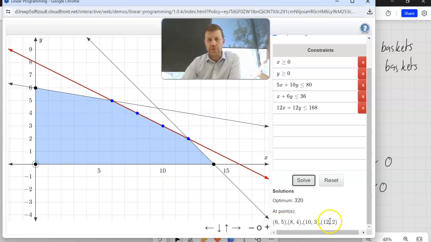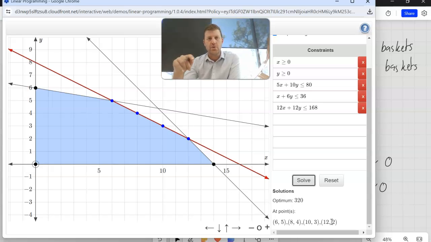So my optimal solution is any one of those combinations. There you would write in sentence form that the store should make 6 small and 5 large baskets, or 8 small and 4 large baskets, or 10 small and 3 large baskets, or 12 small and 2 large baskets in order to maximize profit. Okay, so that's how you would finish it off.